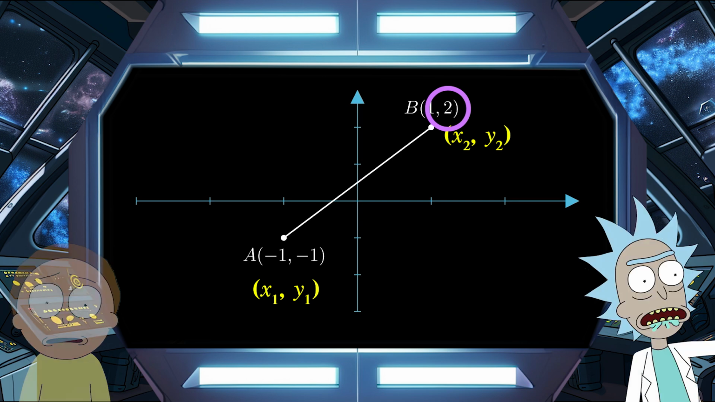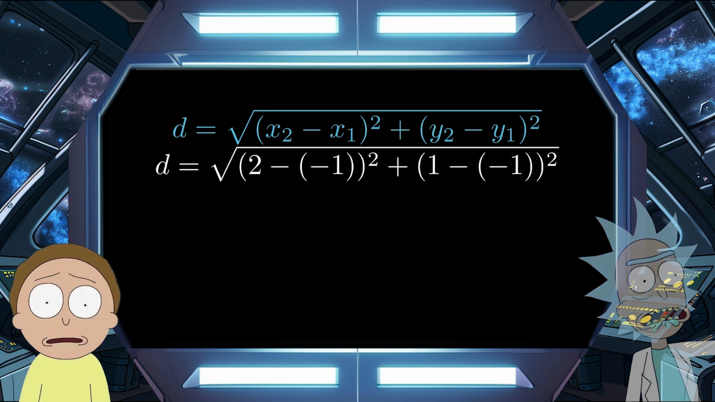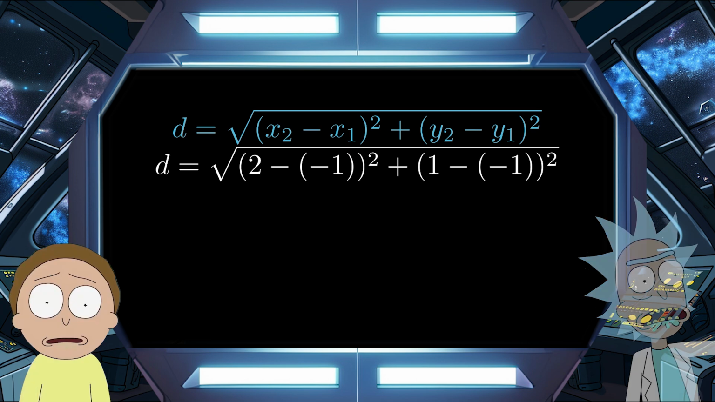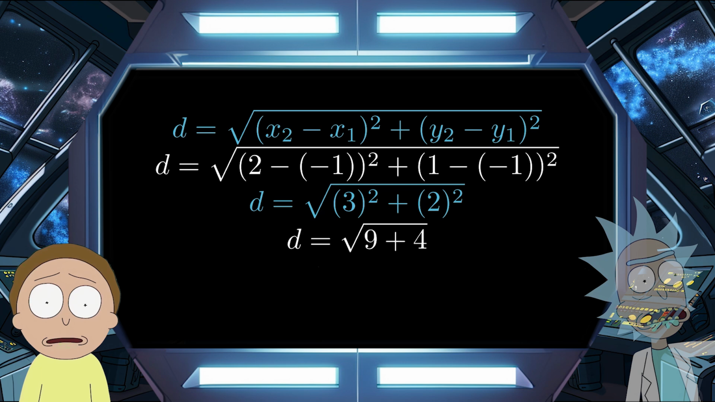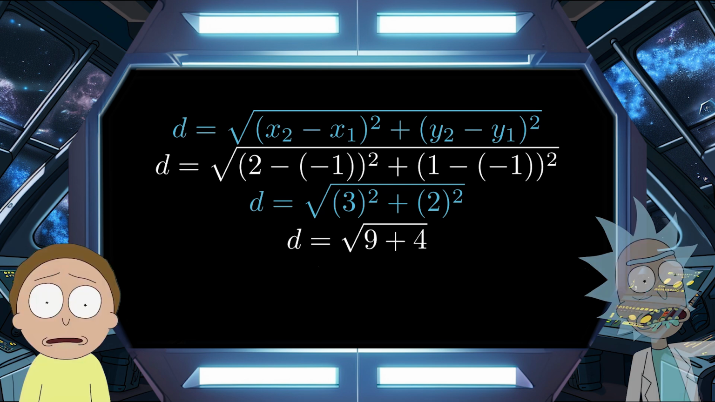Yes, Morty. Now just plug those values into the distance formula, and you get... Distance equals the square root of the group (2 minus -1) squared plus the group (1 minus -1) squared. Nice work. Morty, now simplify the crap out of that problem. Okay, well, (2 minus -1) squared turns into 3 squared, and (1 minus -1) squared turns into 2 squared, then 3 squared turns into 9, and 2 squared turns into 4. Keep going. And 9 plus 4 is 13, so we really just have the square root of 13.